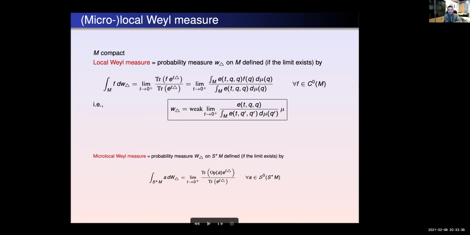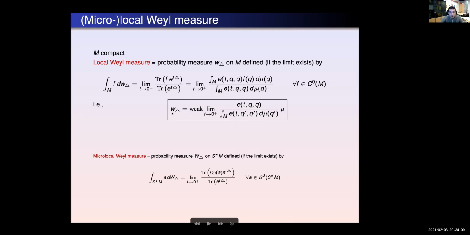Okay, so once we have these asymptotics, we can define an interesting object, which we call the local Weyl measure. So what is this measure? This measure is just the weak limit, as time goes to 0, of the heat kernel that you renormalize. Whenever the limit exists, this object gives you exactly a measure, and we call it the Weyl measure.